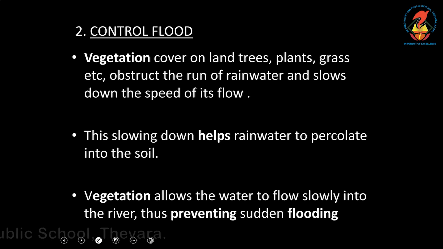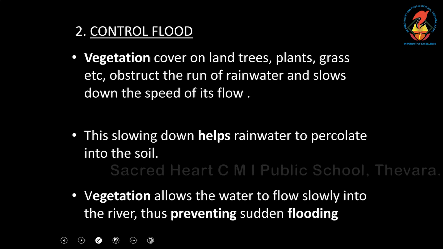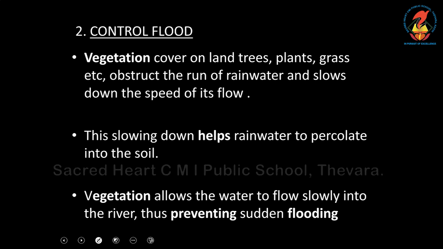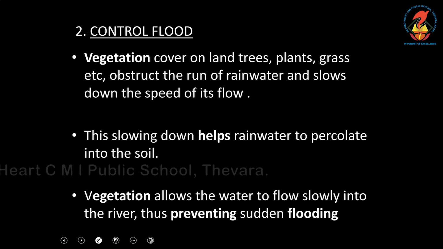But you think the same amount of rain is falling on barren land where there is no vegetation cover. What will happen? The amount of water which seeps into the deeper layer of soil will be very less. More water will be rushing as surface runoff. This surface runoff water is what is called flood. That means less water is going to the underground water resources. More water is rushing as the surface runoff water, and this is what is called flood.